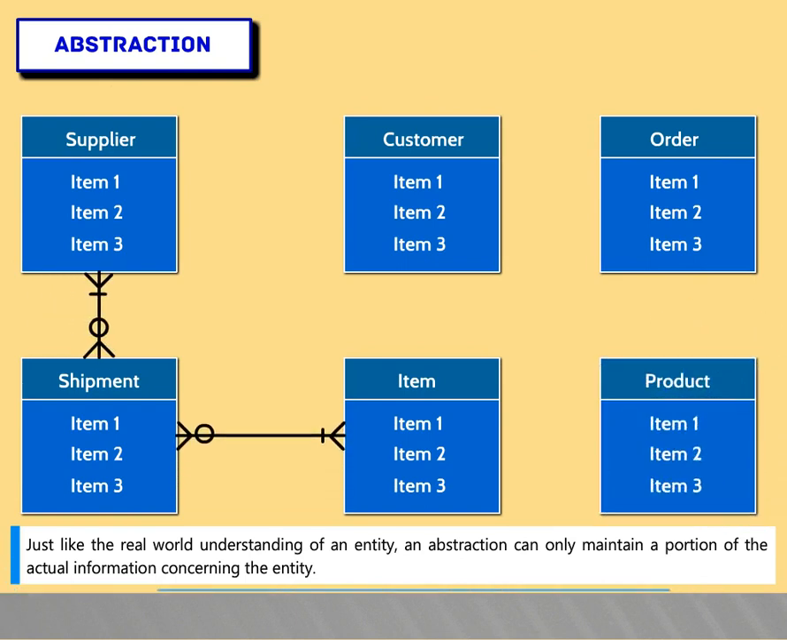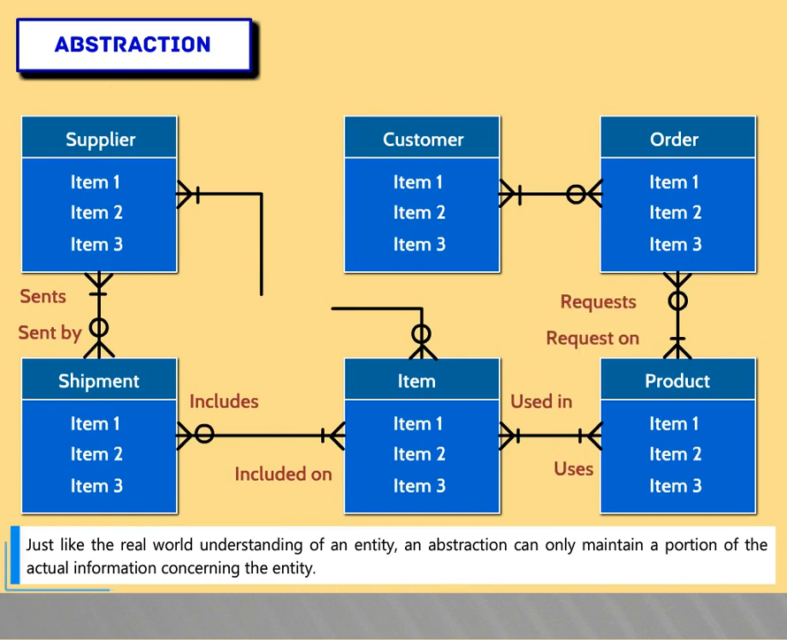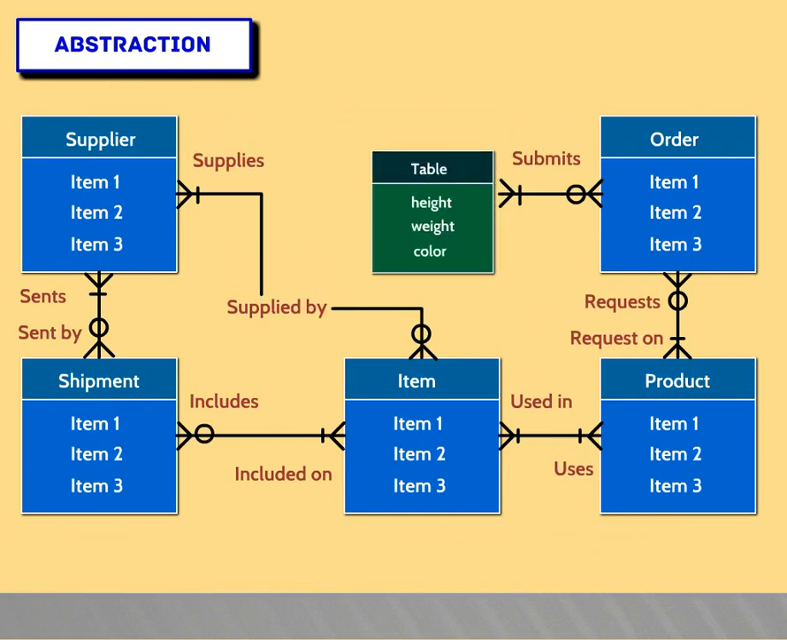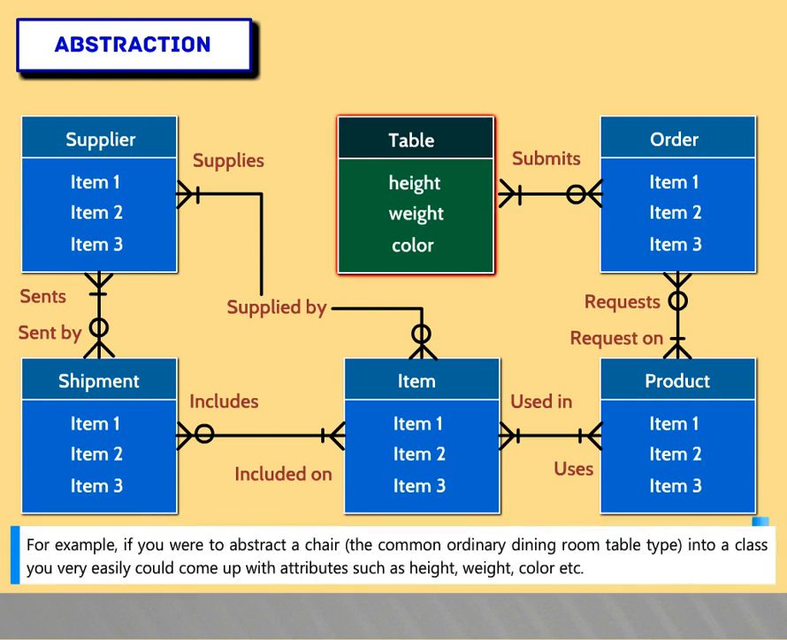Just like the real-world understanding of an entity, an abstraction can only maintain a portion of the actual information concerning the entity. For example, if you were to abstract a chair, the common ordinary dining room table type, into a class, you very easily could come up with attributes such as height, weight, color, etc.